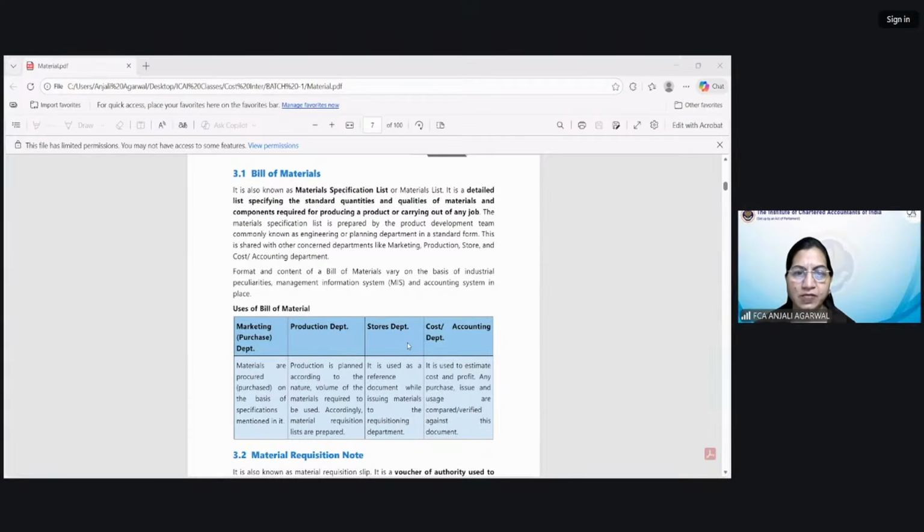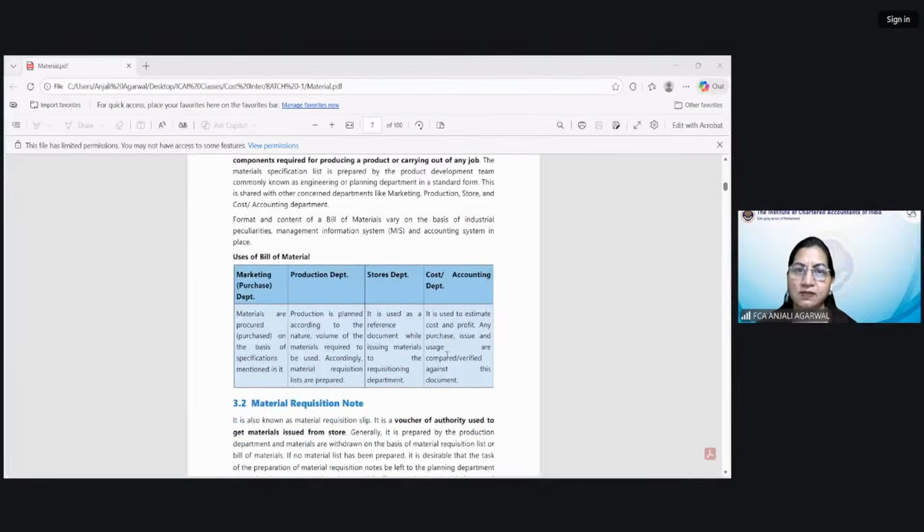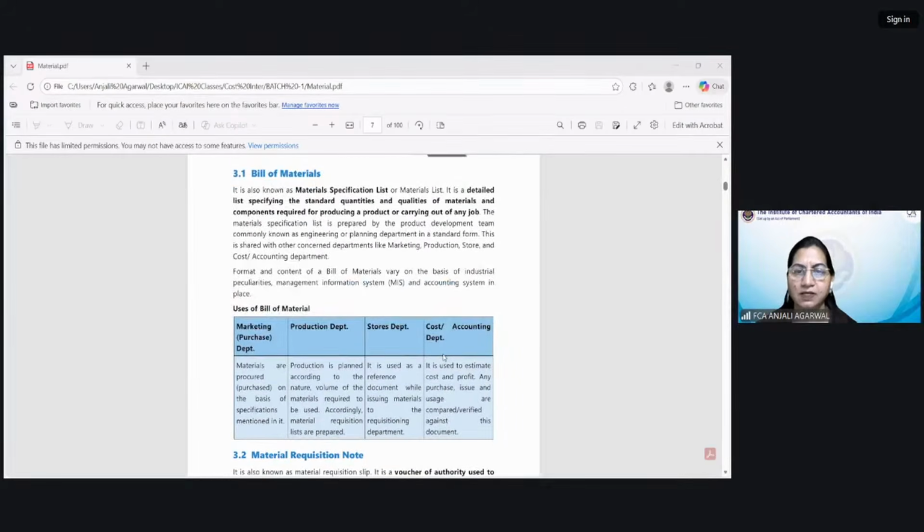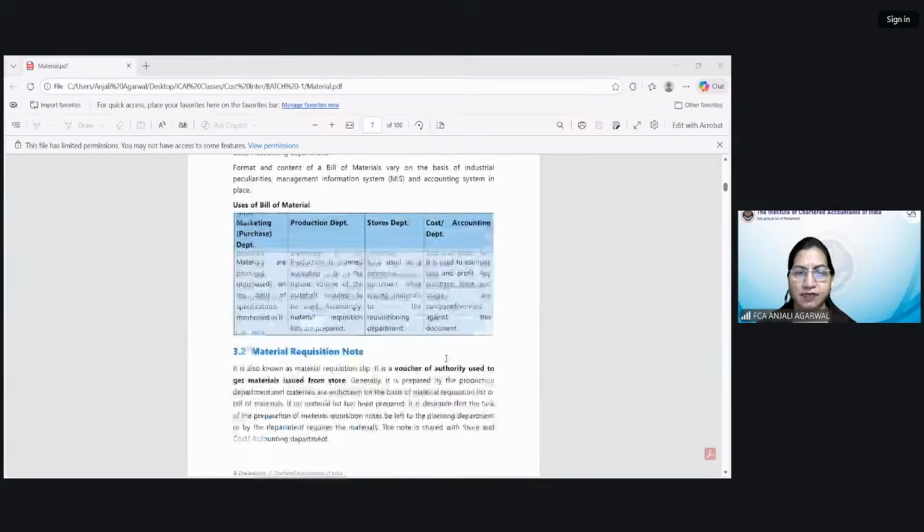So when production is asking the stores that they want material, stores also has an idea, yes, this is the material they will want. And when stores ask the purchase department that we want material to be purchased, the purchase department through bill of material already has information or a reference that yes, these materials will be required by stores to be purchased. Similarly, when the accounting department is making a payment, they are also aware that this is required to be paid. So bill of material is not something like an invoice, it is different.